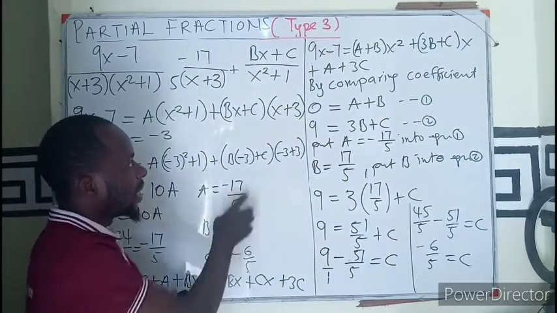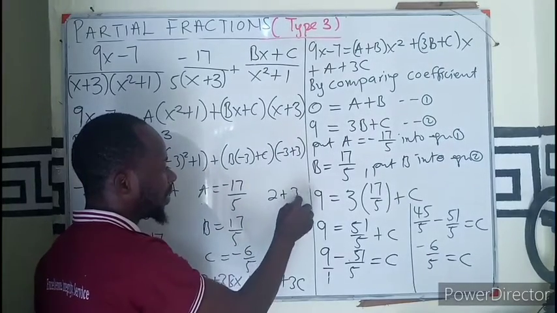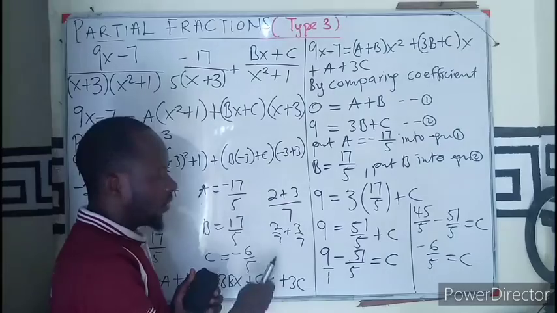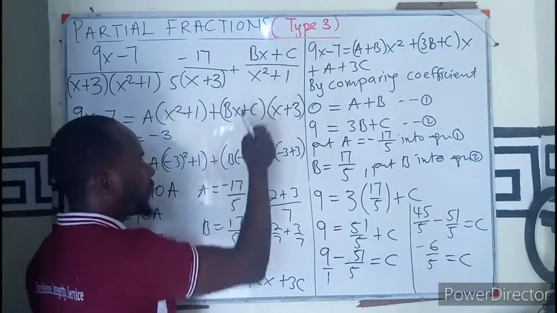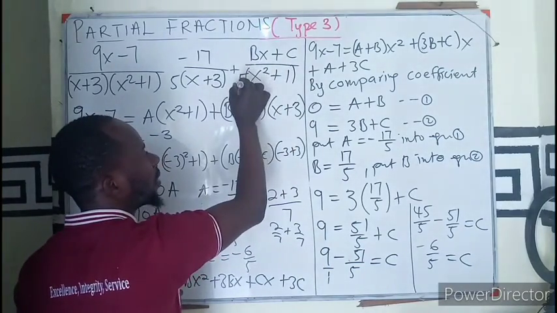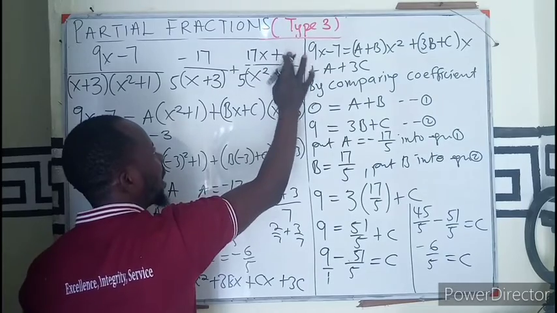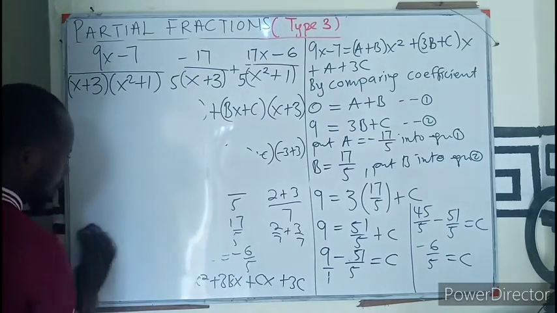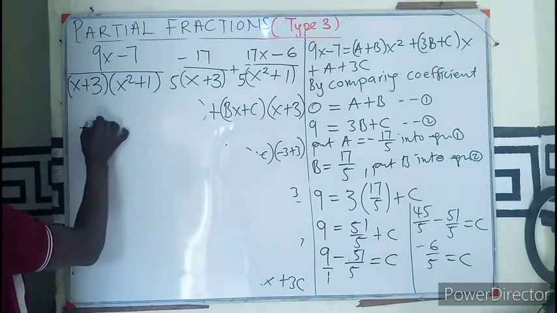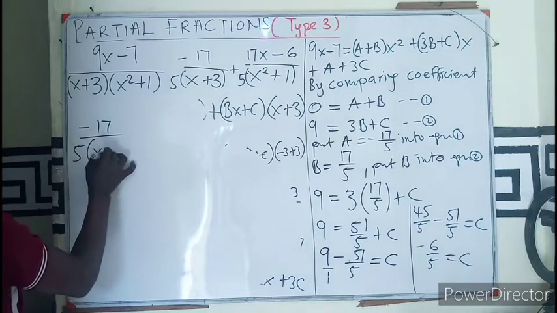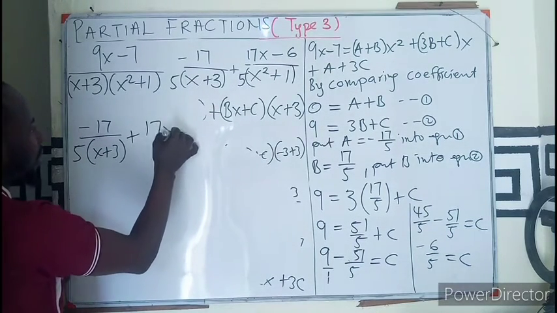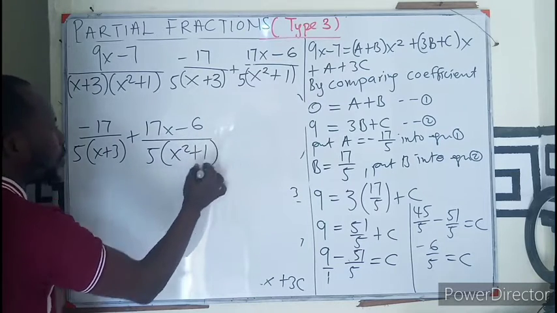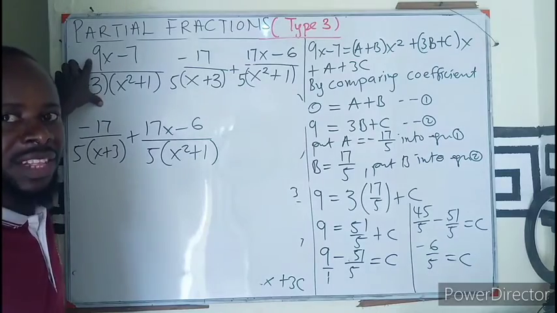So it means that if I put 5 here, don't forget if I have 2 plus 3 over 7, I can write this as 2 over 7 plus 3 over 7. If they have 7, they can be separated. So that 5 can also take its position here. Then this will take the 17. Then this will take minus what? 6. So in all, this fraction is going to be negative 17 over 5 times x plus 3, plus 17x minus 6, over 5 times x squared plus what? 1. So this is the partial fraction of this resultant fraction.